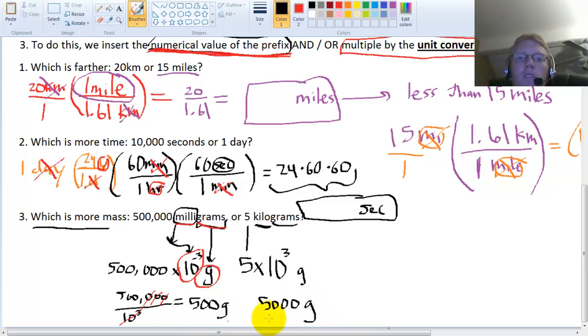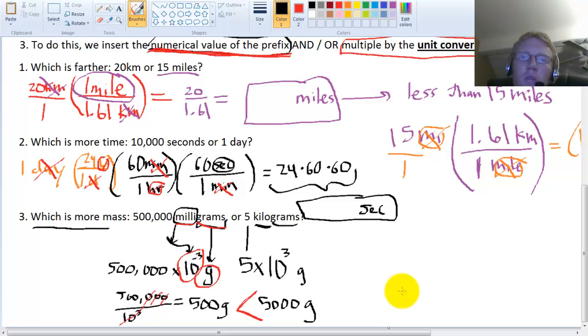So what's bigger, 500 grams or 5,000 grams? Now that the two units are the same, it's easy to make a comparison and say, okay, that one is bigger. So now you can look at the original problem. What's bigger, 5 kilograms or 500,000 milligrams? 5 kilograms is bigger than 500,000 milligrams.